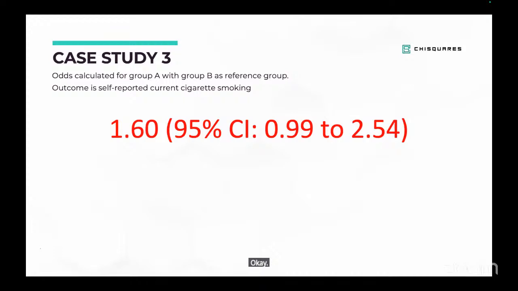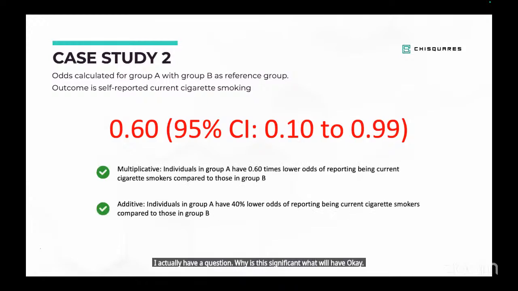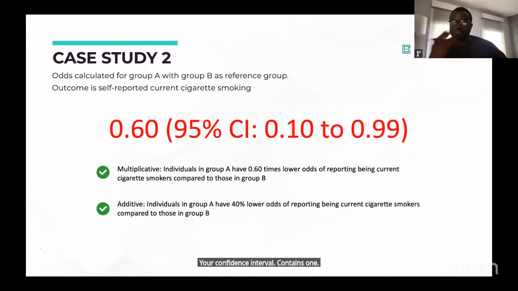I actually have a question. Why is this significant when we have, okay, not this one, the last one, please, the last slides. Okay, why is this significant when we have one? The confidence interval contains one. Can you explain how you are perceiving it to contain one, please?